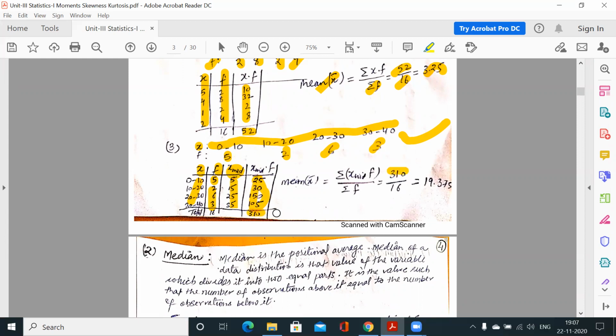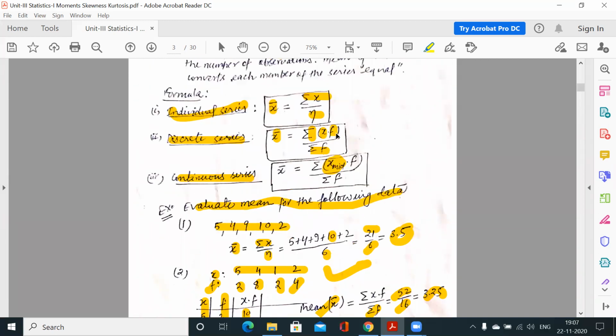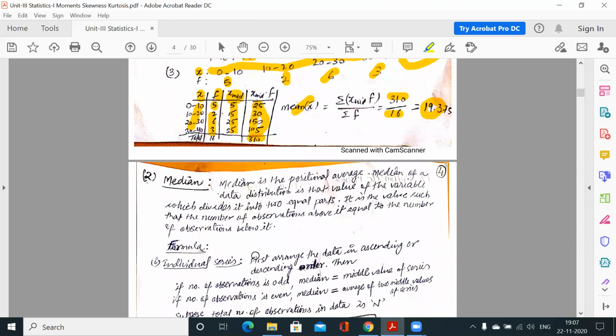So this is 310, and the total frequencies, because how many points are there? 5 plus 2 plus 6 plus 3. So this is the total number of observation points in the data. So 16. So this is 19 point something. So this is the mean. So these are very simple formulas for how to calculate the average for individual series, discrete series, and continuous series.